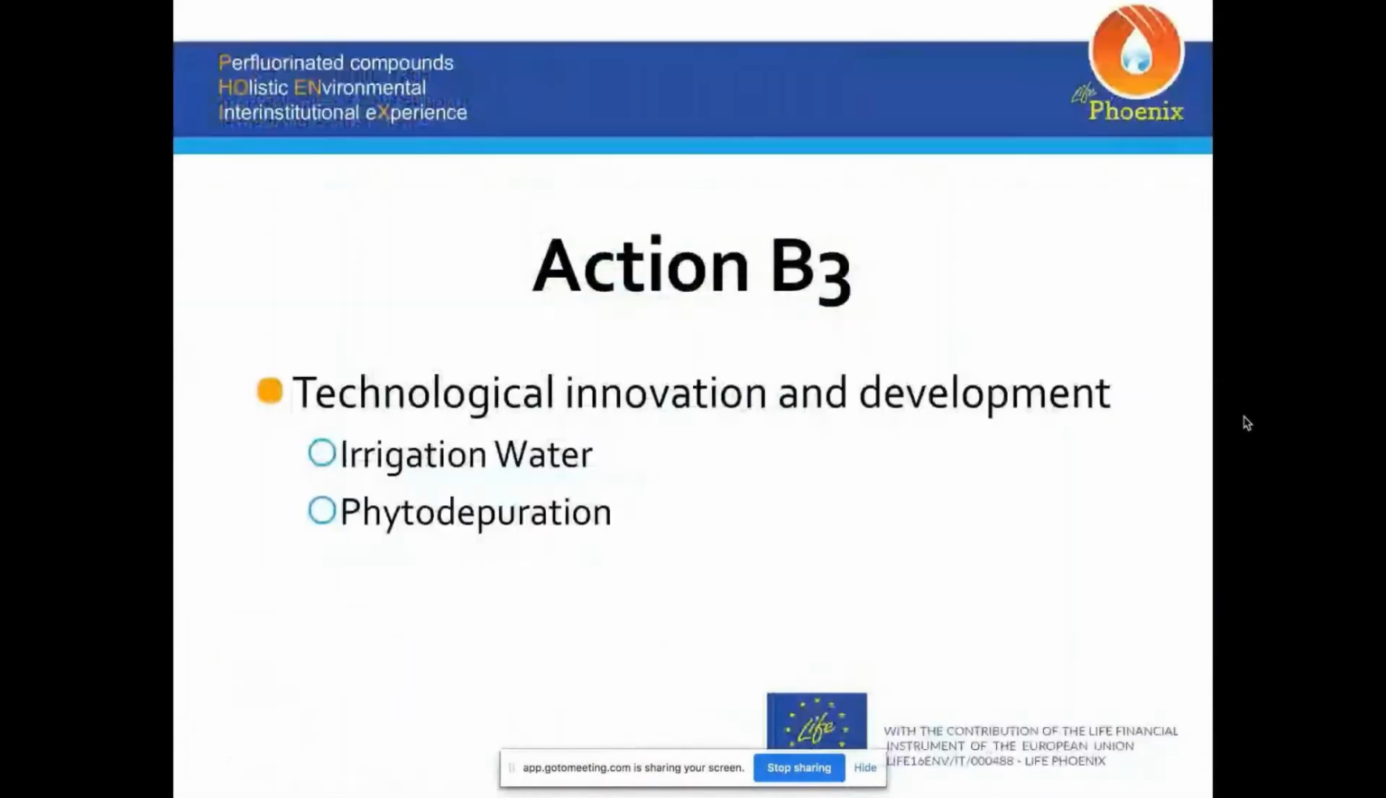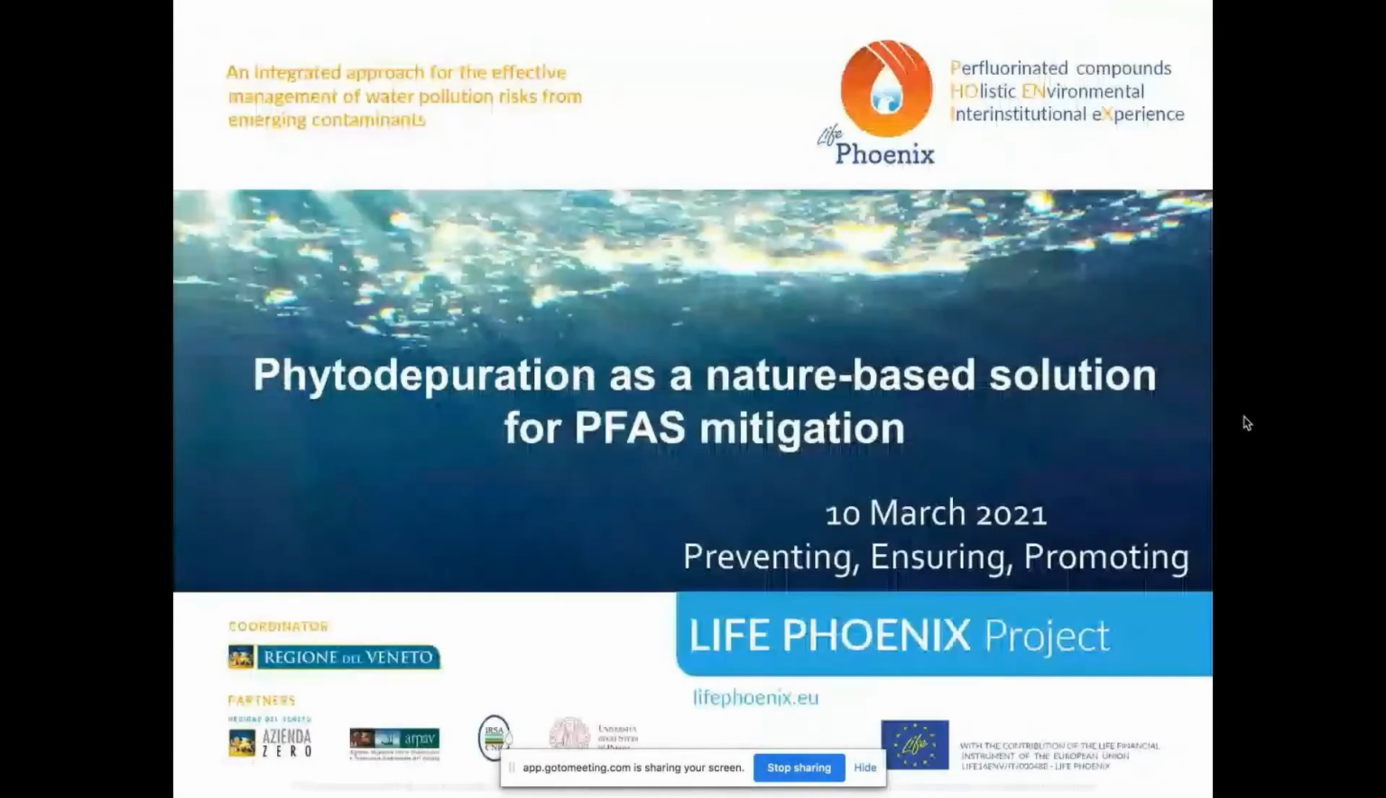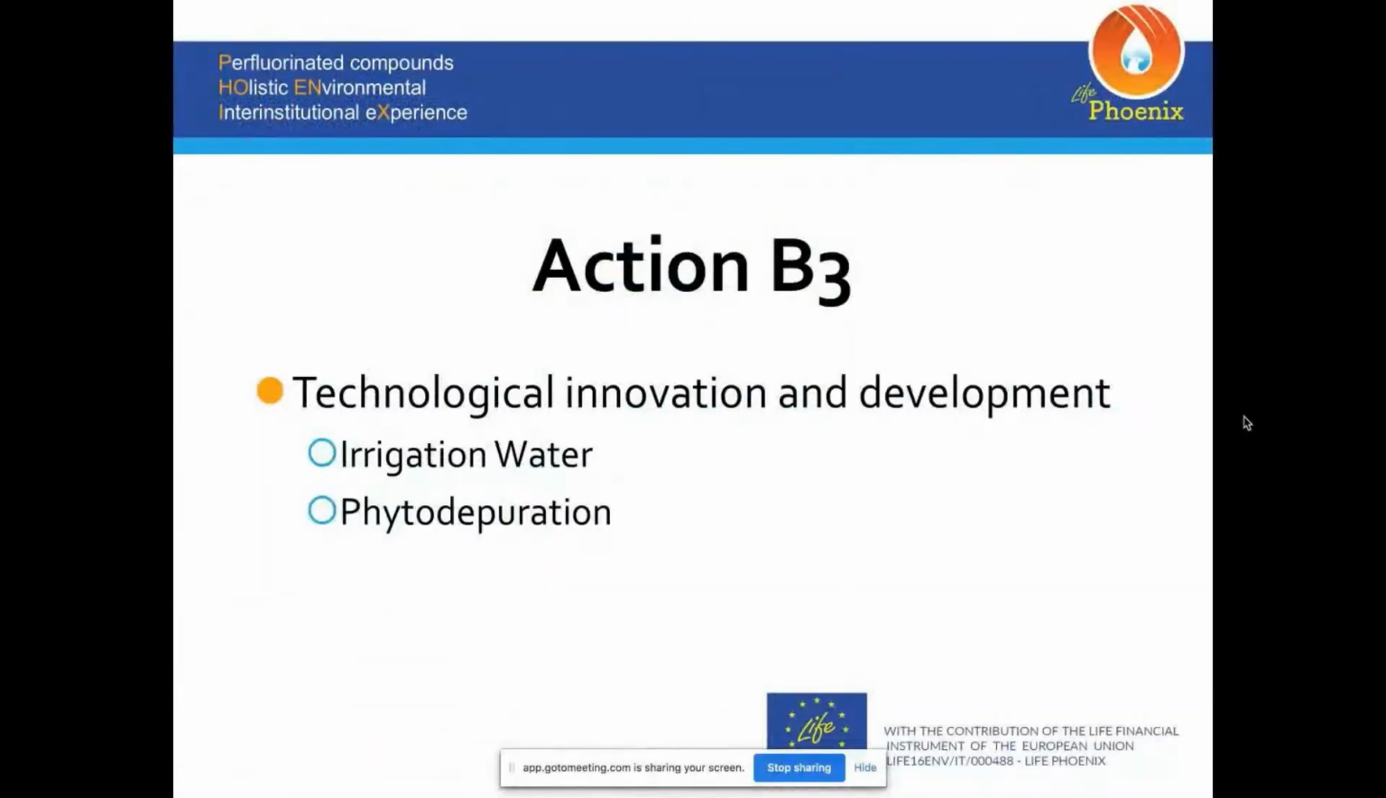Okay, we go very quickly. My presentation is about phytodepuration as a nature-based solution for PFAS mitigation. This particular action, sub-action, is about action B3 in the project, which is about technological innovation and development, and it meets two main topics. One is about irrigation water, and the other one is about phytodepuration.